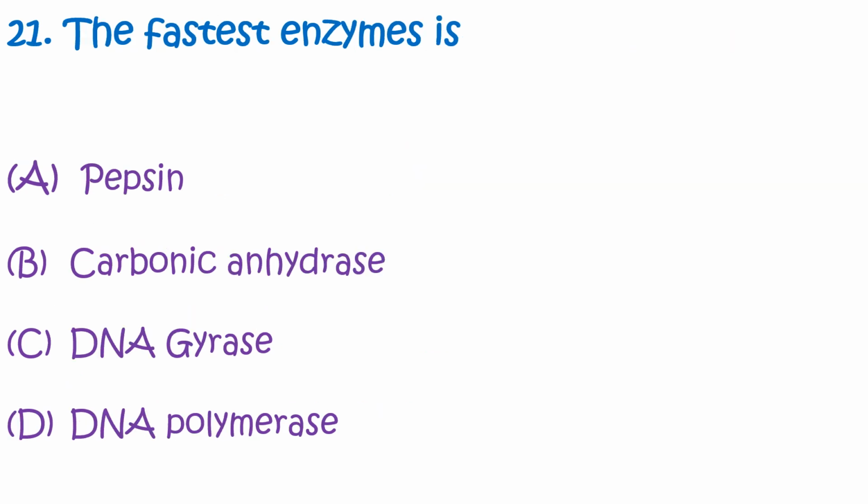Question number 21. The fastest enzyme is: option A pepsin, option B carbonic anhydrase, option C DNA gyrase, option D DNA polymerase. And the correct answer is option B, carbonic anhydrase. Now carbonic anhydrase is an enzyme found in red blood cells, gastric mucosa, and pancreatic cells, which normally converts carbon dioxide and water into carbonic acid, protons and bicarbonate ions.